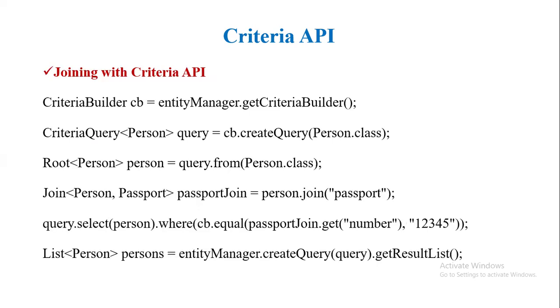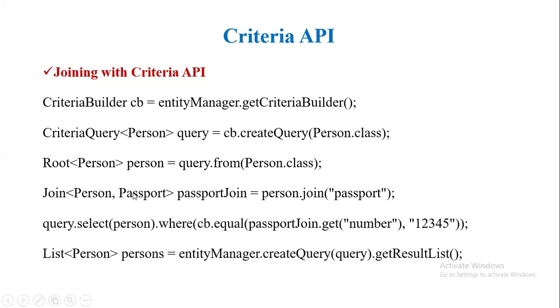And finally, we are executing the joining concept with Criteria API. So here the first three lines are the same: CriteriaBuilder cb equal to entityManager.getCriteriaBuilder(), CriteriaQuery<Person> personQuery equal to cb.createQuery(Person.class), and Root<Person> person is equal to query.from(Person.class). These are all three lines we have discussed.